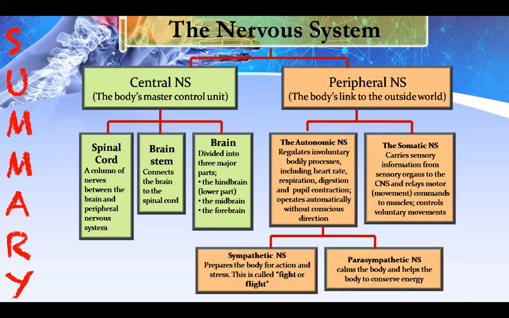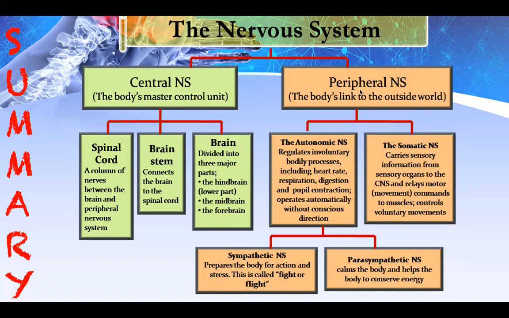For the summary of the lesson, the central nervous system includes the spinal cord. It is a column of nerves between the brain and the peripheral nervous system. The brain stem connects the brain to the spinal cord, and the brain is divided into three parts: the hindbrain, the midbrain, and the forebrain. But it's not mentioned in your textbook, so disregard this. But this is part of the central nervous system.